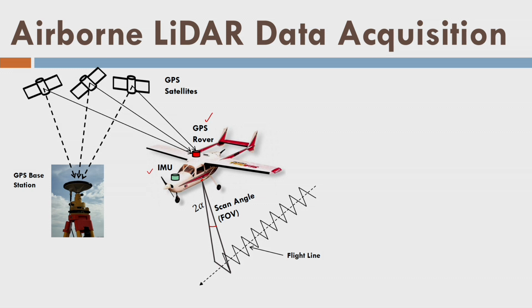Now you can see here that there is a base station on the ground surface for GPS, and using the principle of differential GPS, I am calculating the position of the aircraft trajectory using a GPS rover mounted on the aircraft. So we are showing here some GPS satellites to indicate the differential GPS positioning.